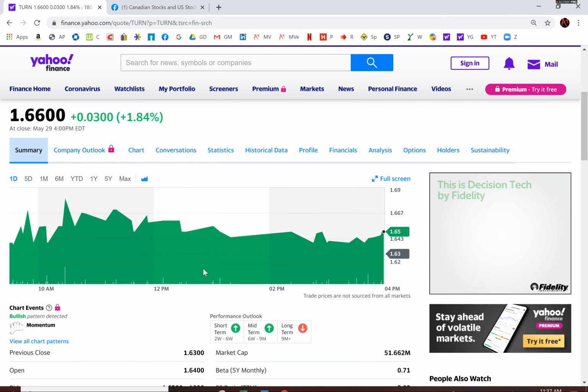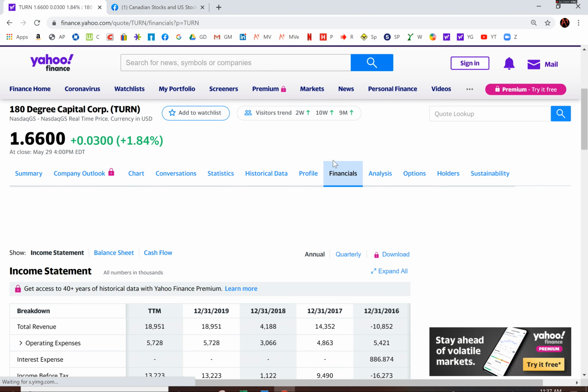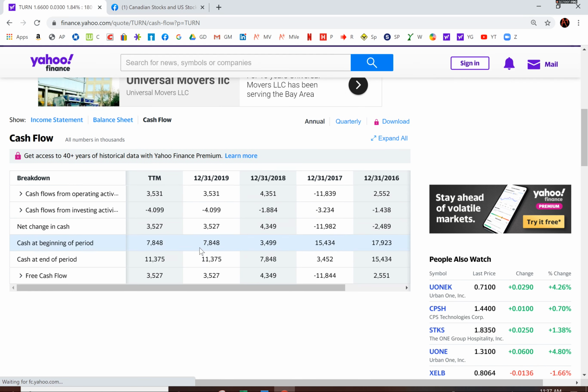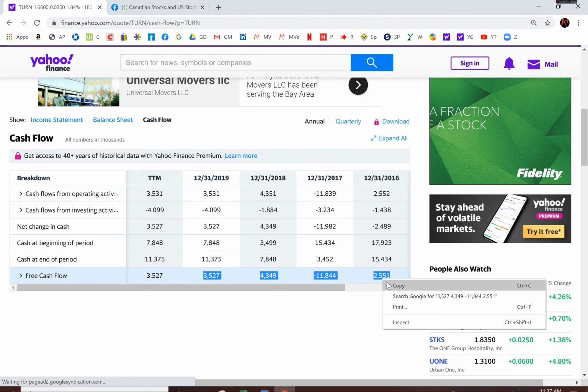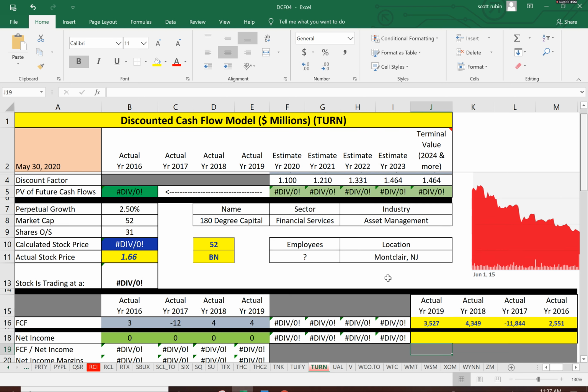Now we need free cash flow, and the best way to estimate the value of a company is to calculate future free cash flow and discount that dollar amount back to today's dollars. And that's what we're going to do here.